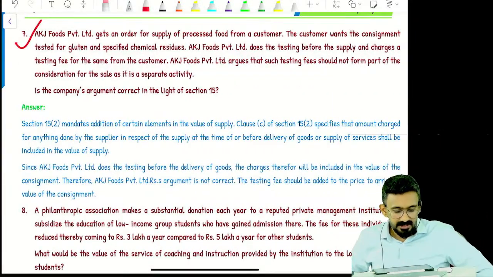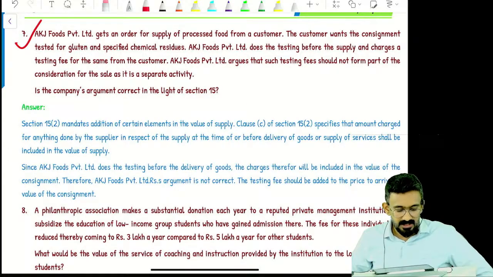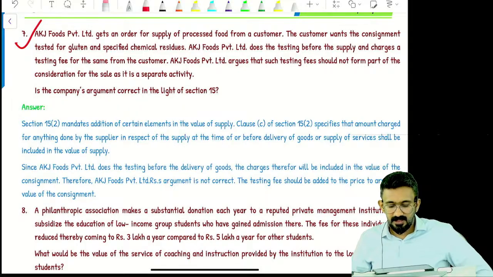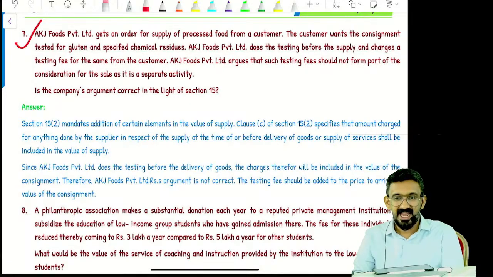AKJ Foods Private Limited gets an order for supply of processed food from a customer. The customer wants the consignment tested for gluten and specified chemical residues. AKJ Foods Private Limited does the testing before the supply and charges a testing fee for the same. What have they done? Testing. They spent some money on the testing fee. Did they collect this testing fee from the customer? Yes.